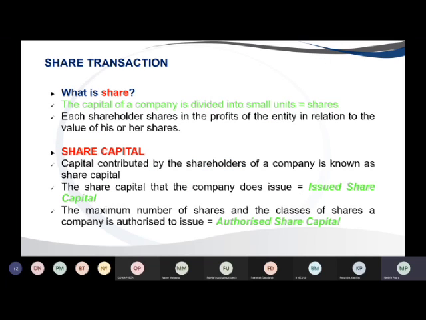Share transaction. What is a share? Anyone want to take a wild guess? Basically, what is a share? The capital of a company that is divided into small units is equal to shares.